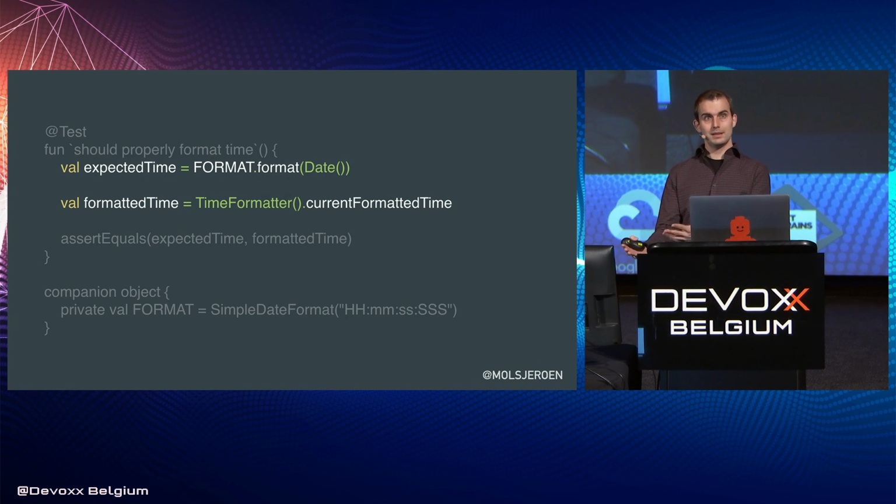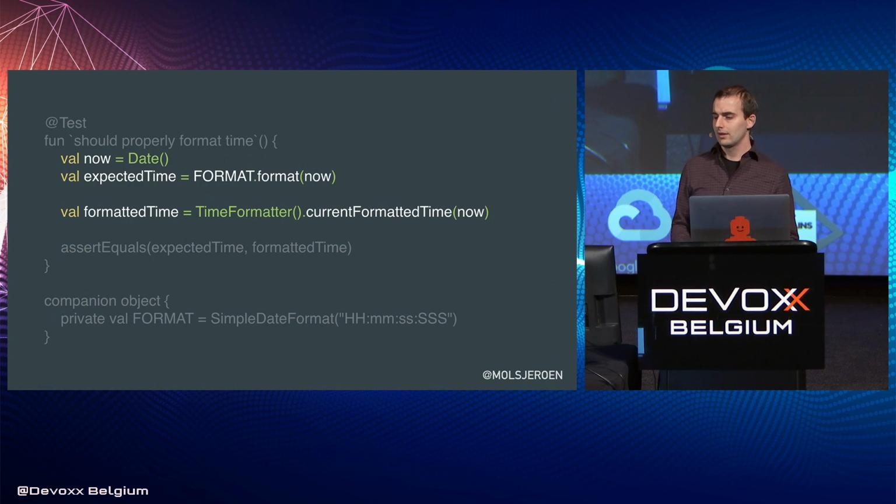So the way you fix something like this is not rely on the date to be internally generated, but share the date between both invocations. So if we feed the time formatter with the current time, then suddenly this test is stable, because both of them use the same time. Now, if you don't want this artifact on your API, that's actually in Kotlin very easy, because you have default parameters, and you can just assign a default value to the now parameter.